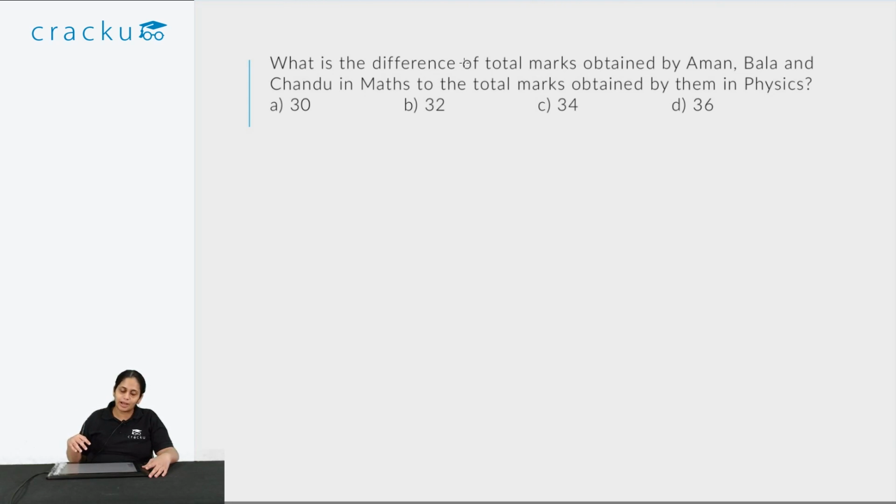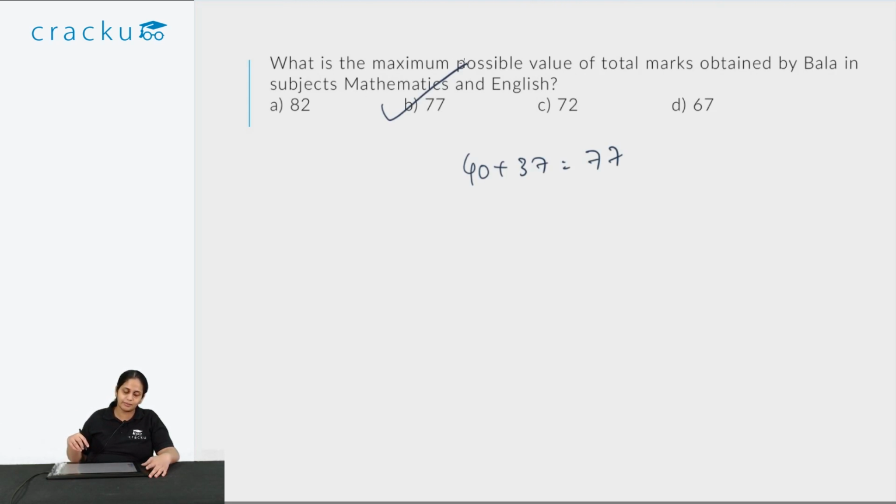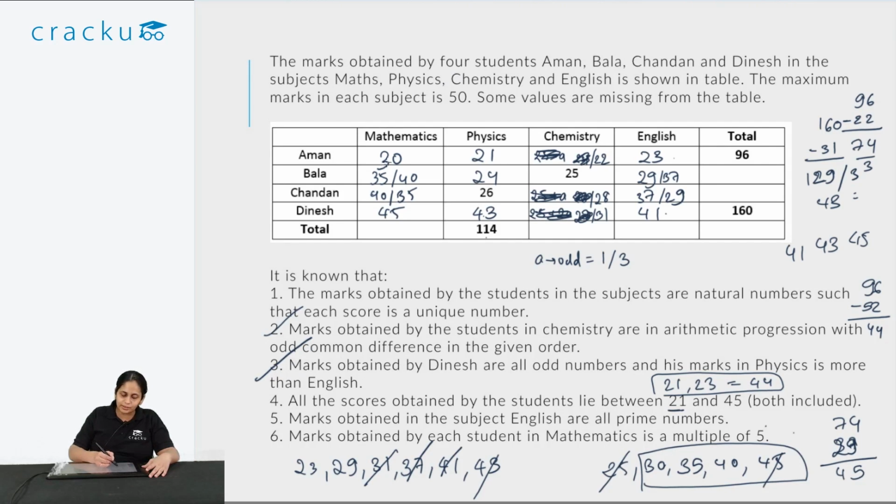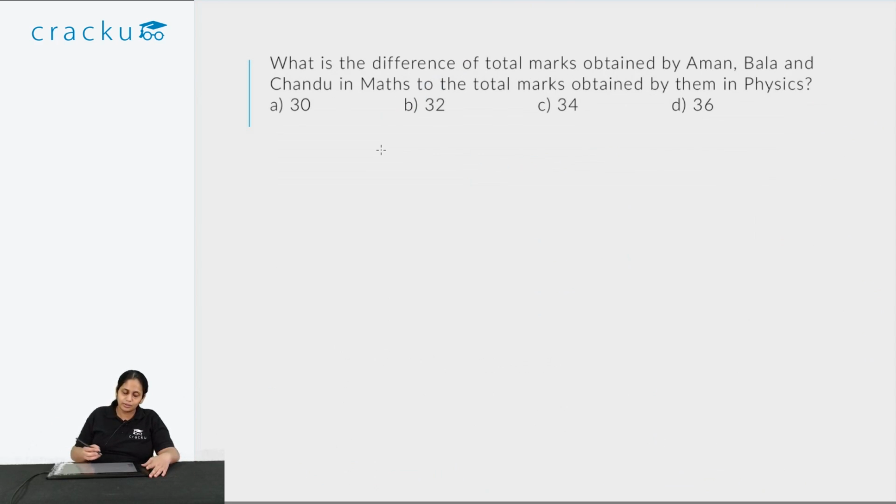So what would be the marks of ABC in maths? Marks of ABC in maths would be 30, 35 and 40, with 35 and 40 being in some order, we don't know which one. So the marks in maths is 30 plus 35 plus 40 in some order. So this is 75 plus this, so this is 115. Sorry, 105. Okay, so this sum is 105.